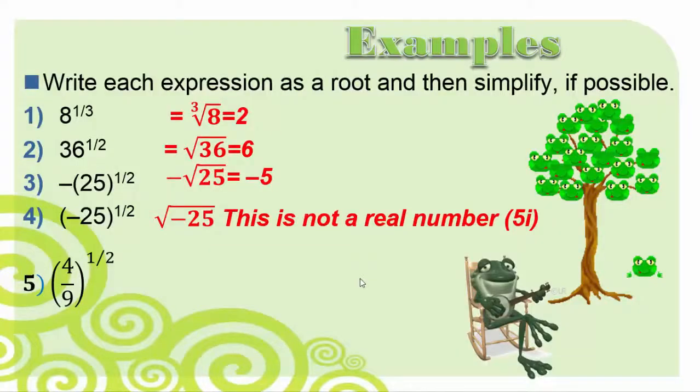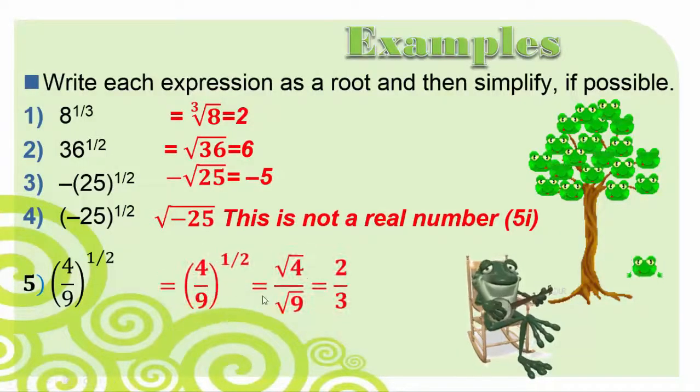In example number 5, we just converted it into the square root of 4 over the square root of 9. The square root of 4 we know is a perfect square, and the square root of 9 we know is a perfect square, so we got 2/3.